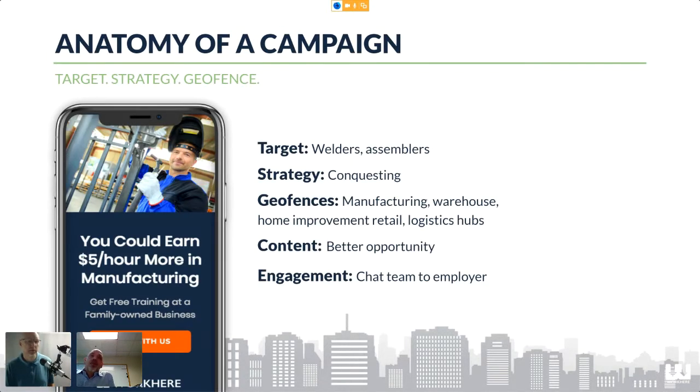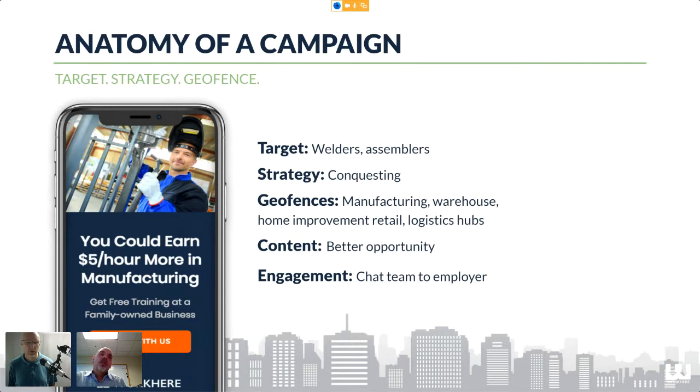So here, I said earlier we'd go through a campaign, and this is a campaign that we did here at Work Here for a manufacturer that was looking for welders and assemblers. The strategy we used was conquesting. We went out and targeted other warehouses, other manufacturing facilities, home improvement retail, and logistics hubs. What we really tried to do is offer a better opportunity to people that were hit with these ads. For engagement, we used our chat team here at Work Here to drive them home. If you look on the left here, you're going to see that you could earn $5 an hour more in manufacturing. We tried probably 28 different creatives on this.